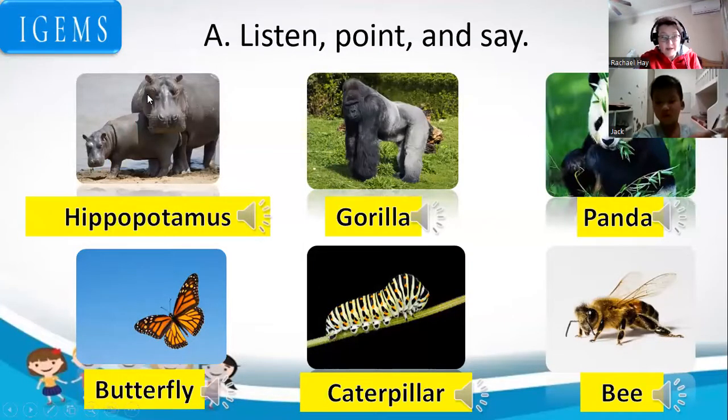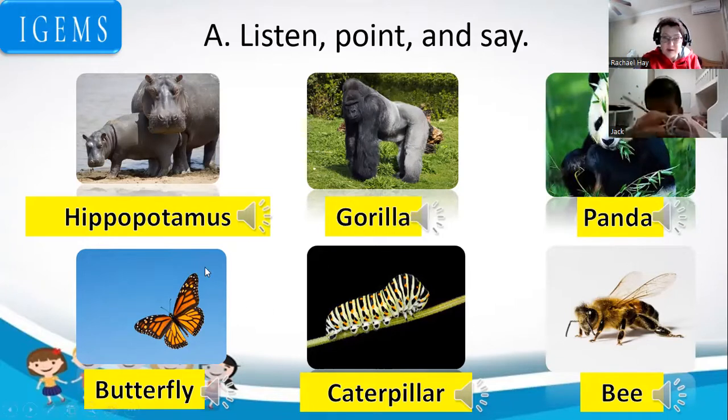Okay, what are these? Hippopotamus. It's a hippopotamus. Yes. Gorilla. And what is this? Panda. Good. Butterfly. This one? Caterpillar. Yes, good. It's a caterpillar.